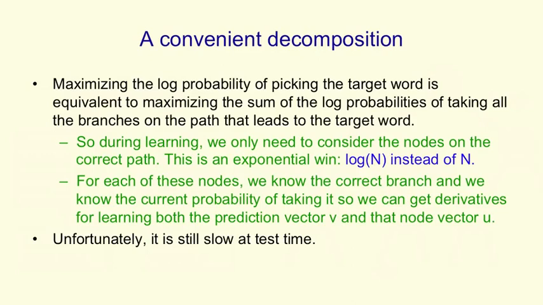That's exponentially fewer nodes than considering all of the nodes. So it's log to the base 2 of n instead of n. For each of those nodes, we know the correct branch because we know what the next word is. We know the current probability of taking that branch by comparing the prediction vector with the learned vector at the node. And so we can get derivatives for learning both the prediction vector v and the learned vector at that node, u. This makes the training hundreds of times faster.